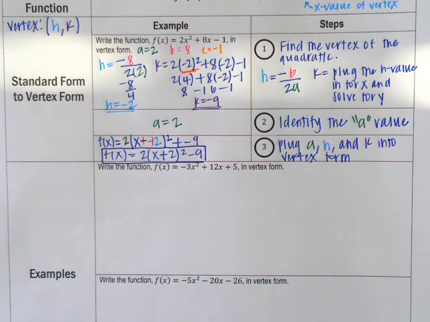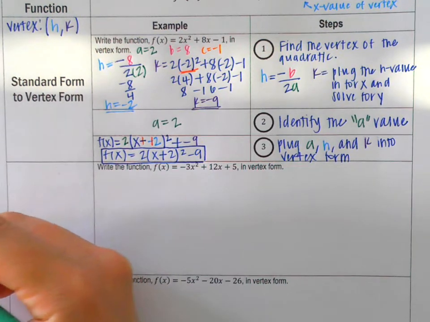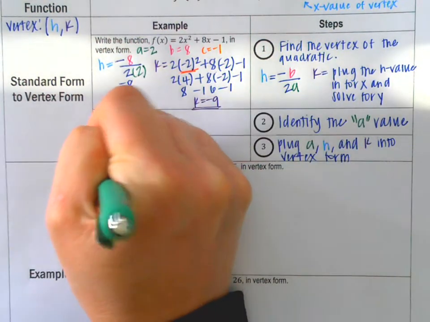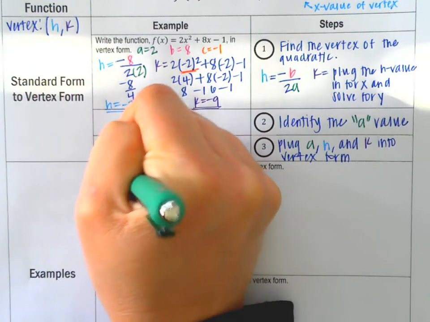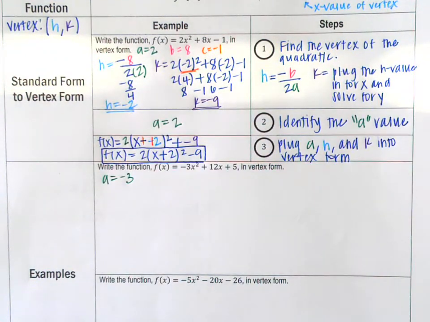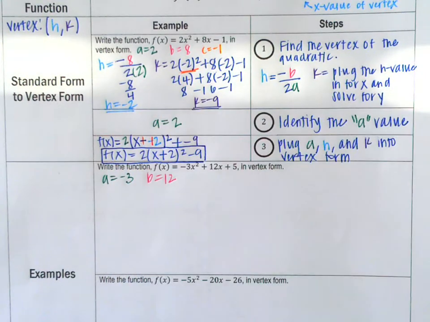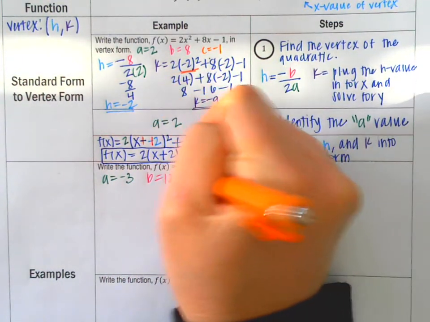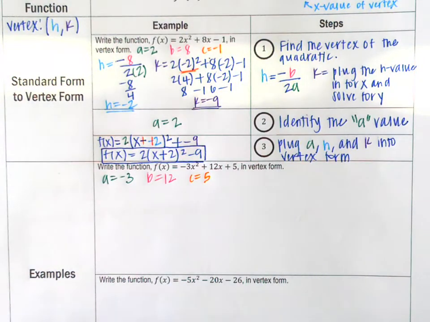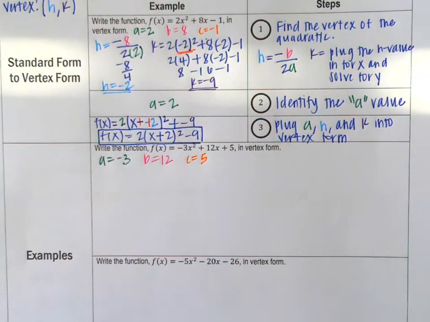Okay, you should be coming back. You should have labeled A, B, and C. A is equal to negative 3, which is going to be important. We want to label that no matter what. B is equal to 12, and C is equal to 5. Then what I want you to do is plug those values into vertex form, or basically the H formula, and get your H value. So get H, come back, and check your work.